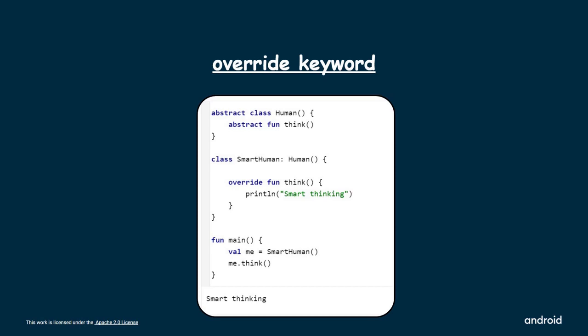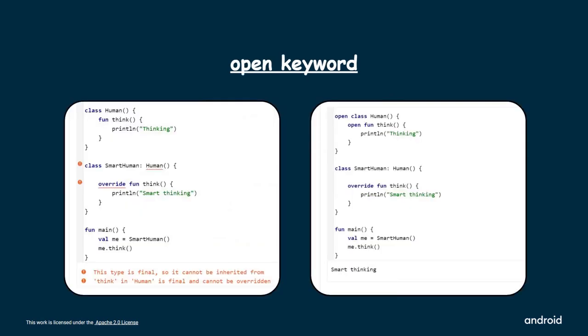Inheritance is not only limited to abstract class. Like we can also extend the classes which are not abstract. But if we do so, then we will get some errors like this. You can see in the first image. The errors are because classes and functions in Kotlin are by default final in nature. Means we can't extend the classes and override the methods.